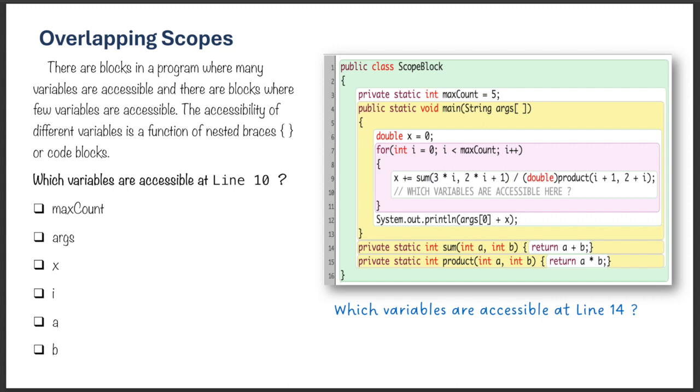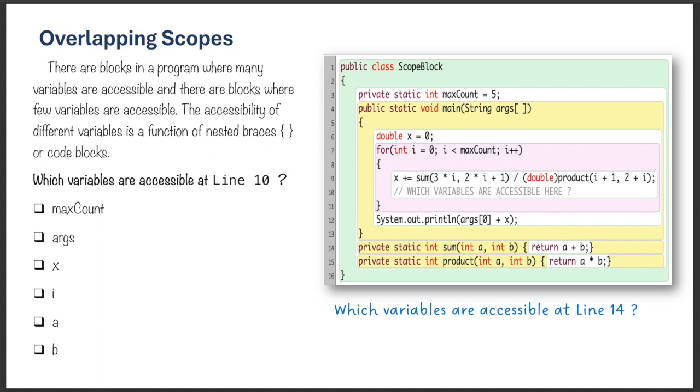So sometimes we have to answer questions based on overlapping scopes. There are blocks in a program where many variables are accessible, and there are blocks where few variables are accessible. The accessibility of different variables is a function of the nested braces or the nested code blocks.